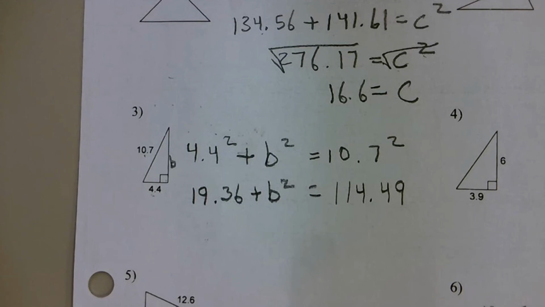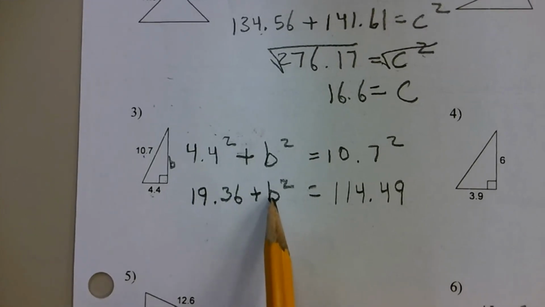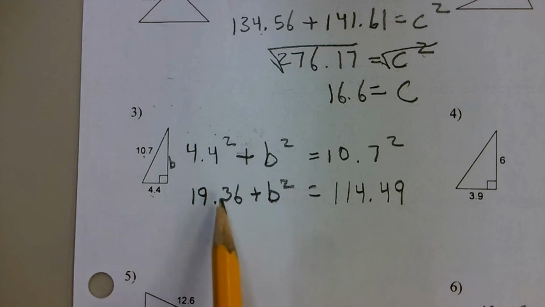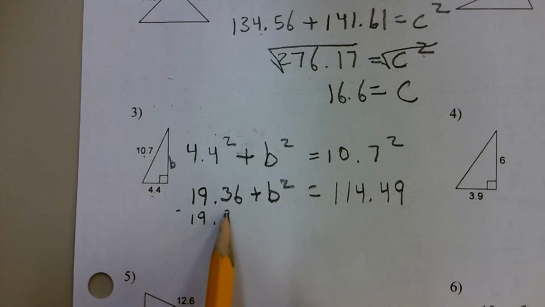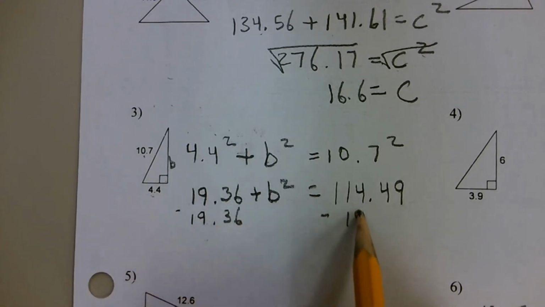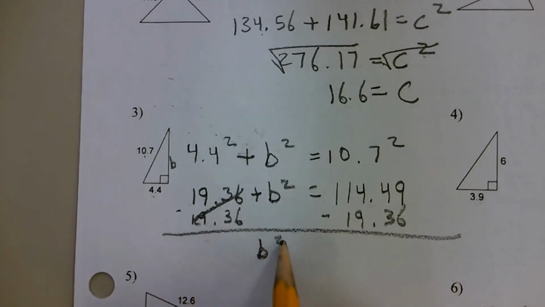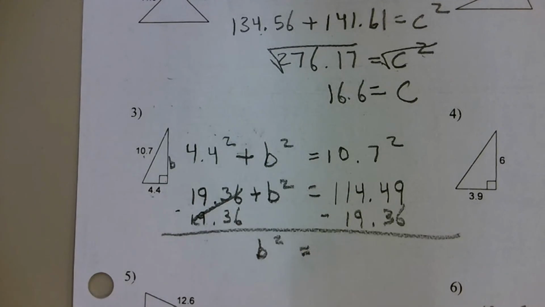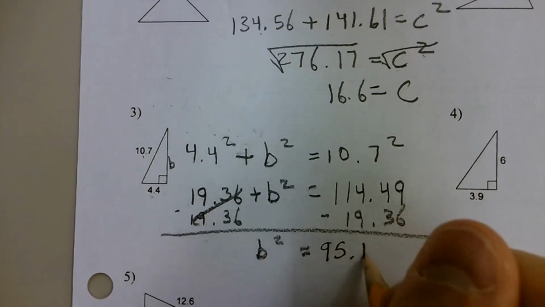Okay? So now this one's a little more challenging. When you're trying to find a leg, it's a little more challenging because it's a two-step equation. So we need to get b by itself. On the same side as b, we have this squared, but we also have this 19.36. We need to get rid of this 19.36 first, so we're going to minus 19.36 from both sides. So these cancel, and I'm left with b squared equals 114.49 minus 19.36 equals 95.13.